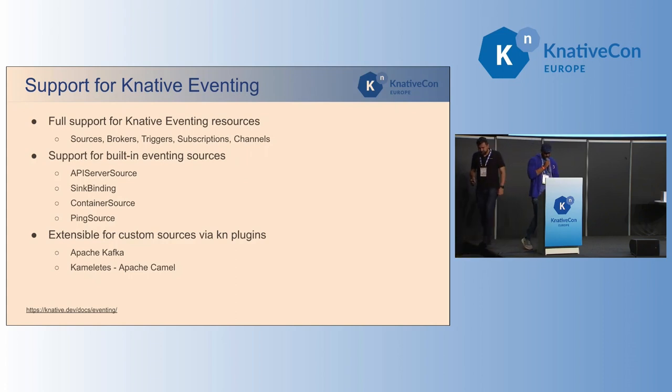So now we're going to see that KN supports all the native resources of eventing, which are sources, brokers, subscriptions, and channels, with complete CRUD operations for all these resources. It also supports all the sources that Knative provides: the API server source, container source, and ping source.